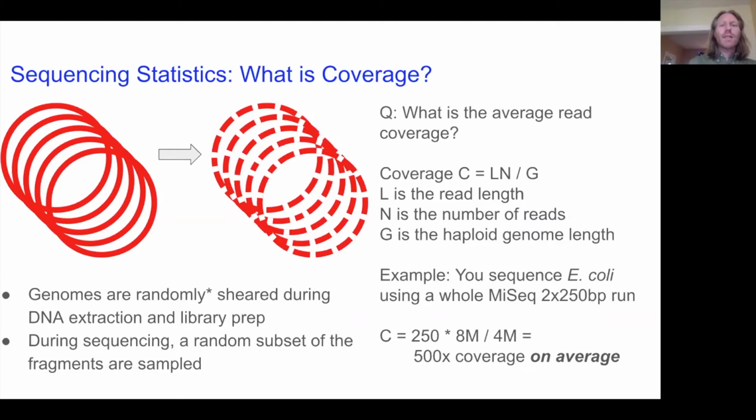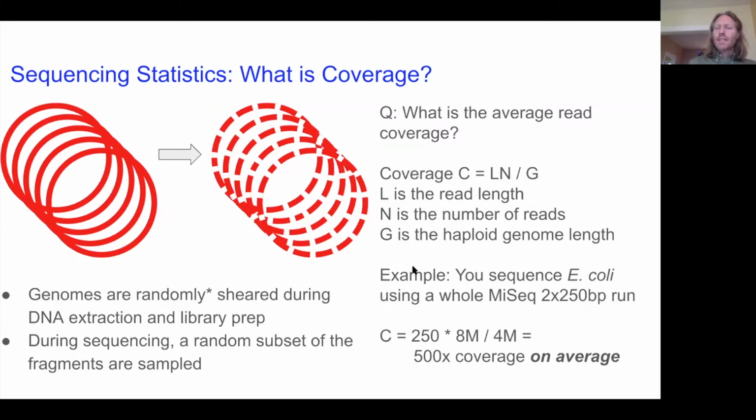Okay, so let's say we have a typical community, and we are interested in questions like, how much coverage do I need to get a complete genome out of this environment? So the first thing we need to know is what actually do we mean by coverage? And so there's an equation here, coverage C equals L times N divided by G, where L is the read length, N is the number of reads, and G is the haploid genome length. So that's the number of base pairs in one copy of the chromosome.